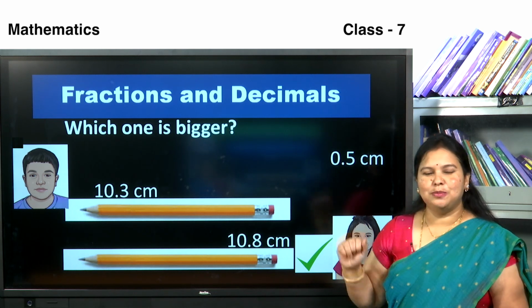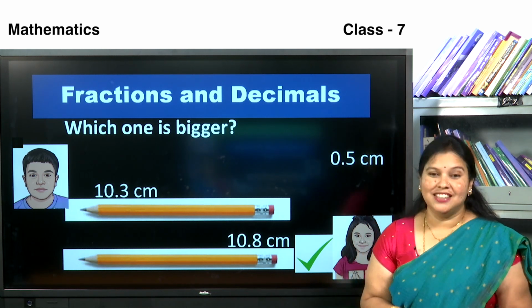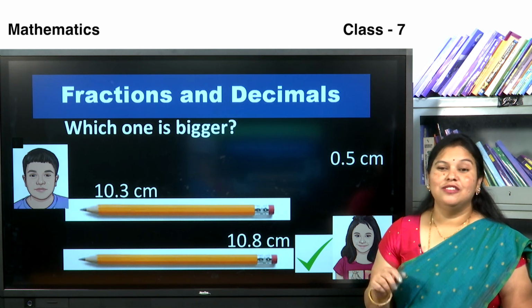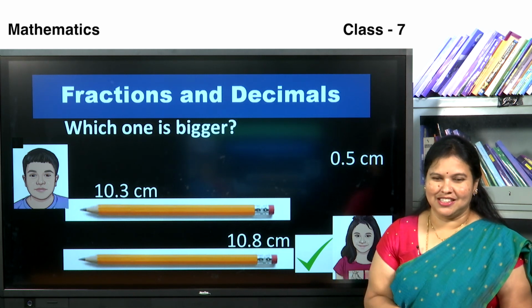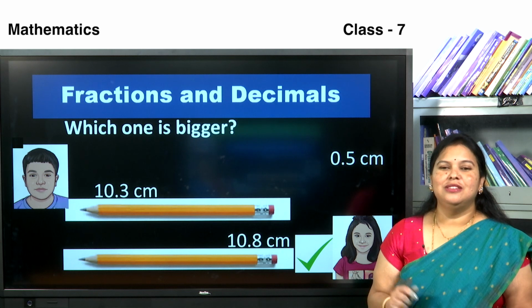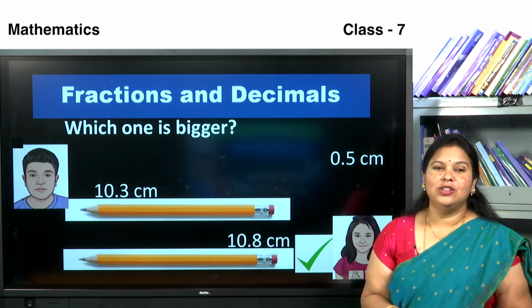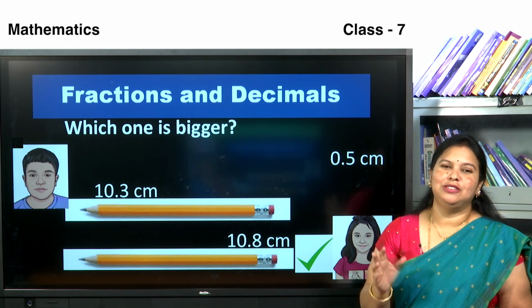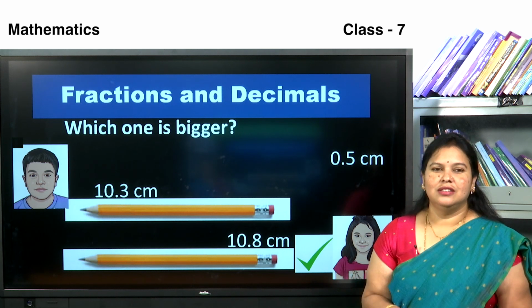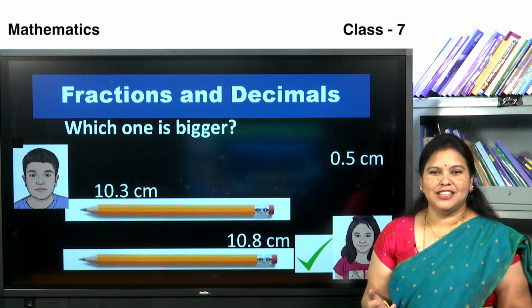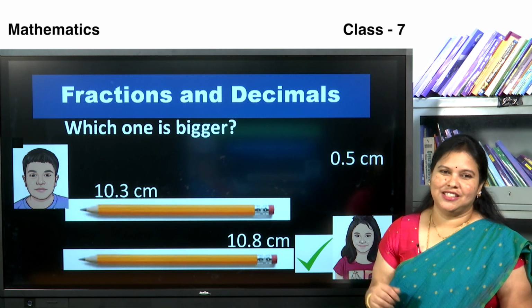So what is this 0.5 here? Yes, it is a decimal number which you have learnt in your previous classes. 0.5 means 5 by 10. So we can see a relationship between fractions and decimals. Now onwards, we will understand decimal places.